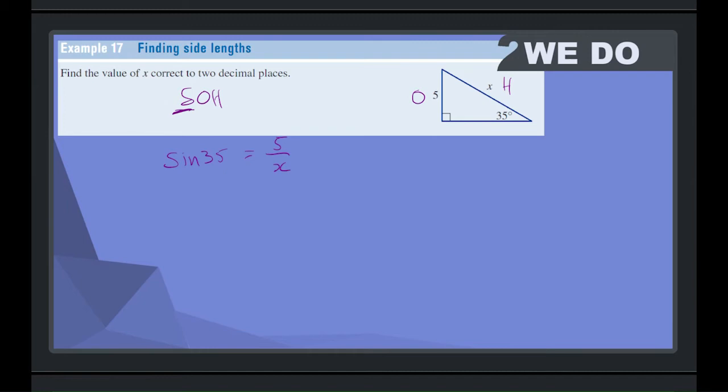We see that our x is on the bottom of the fraction, so we know that the x and the sine just trade places. And now we put that into our calculator. And our calculator spits out the answer. And we round off to 2 decimal places.